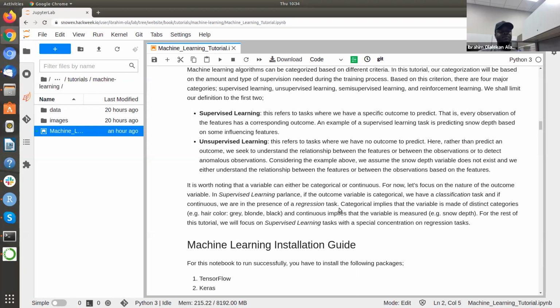On the other hand, if our y variable, the variable we want to predict, is measured, in that case it is called a regression task.